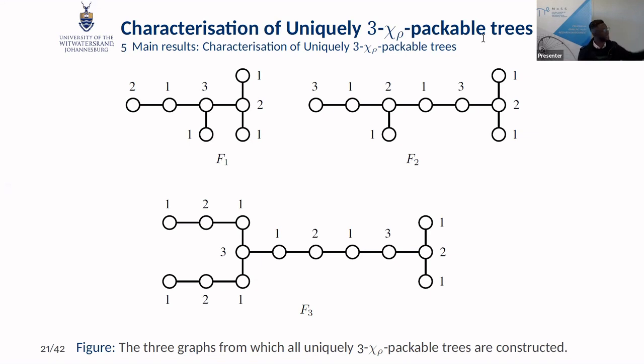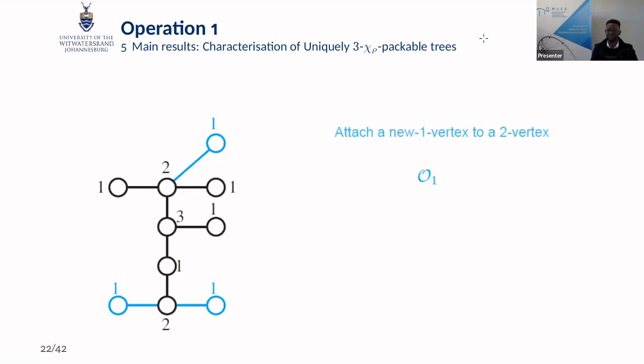So what we are going to do next is, if I give you these basic trees, I want to define some operations that will help me to show you all other trees that can be three-chiral uniquely patternable. The first one is what I call operation one. Given this basic tree, which I've established is uniquely three-chiral patternable, when you see a two vertex, I want you to attach a one vertex to it. You can see there is a two vertex there, and I'm attaching a new one vertex to it. It's still uniquely three-chiral patternable because the distance between the ones is from two upwards.